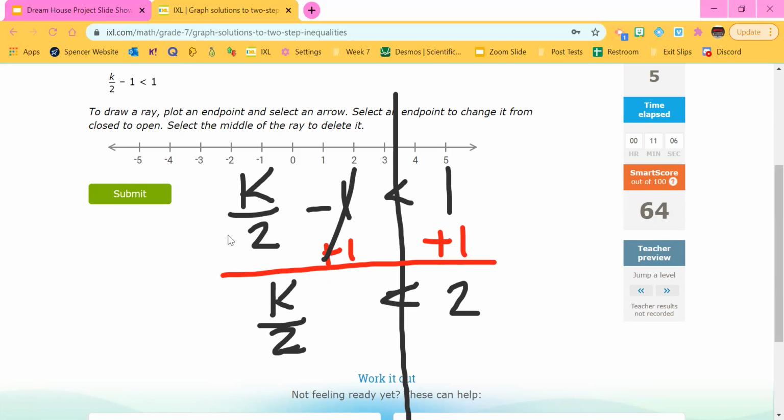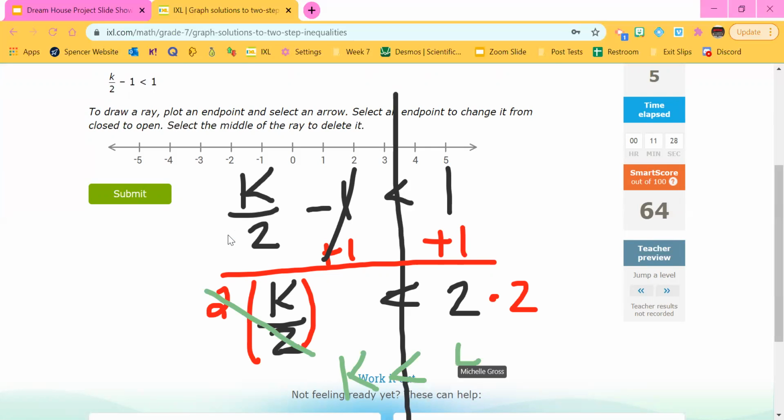And so just like Ms. Wood said on the last one, what's division, and we undo division by multiplication. So we're going to multiply both sides by 2, and you can multiply by 2 or 2 over 1. Both ways will work. Since she showed you 2 over 1, I'm just going to leave it this way. These cancel out because 2 divided by 2 leaves you with 1k, and that's exactly what I want. I want 1k, and k is less than 2 times 2, which is 4. And so I'm going to go to 4.